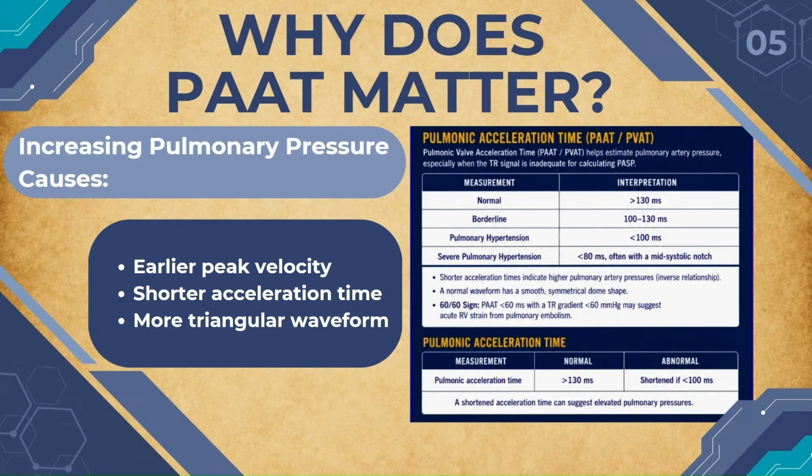Why does PAAT matter? As pulmonary artery pressure rises, blood accelerates more rapidly through the RVOT. The peak occurs earlier. The acceleration time becomes shorter. The waveform becomes increasingly triangular. This makes PAAT one of our most useful clues to pulmonary hypertension.